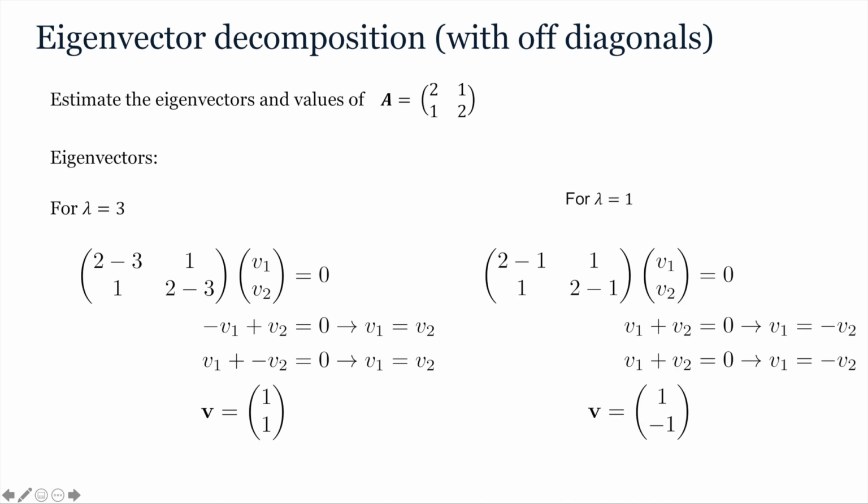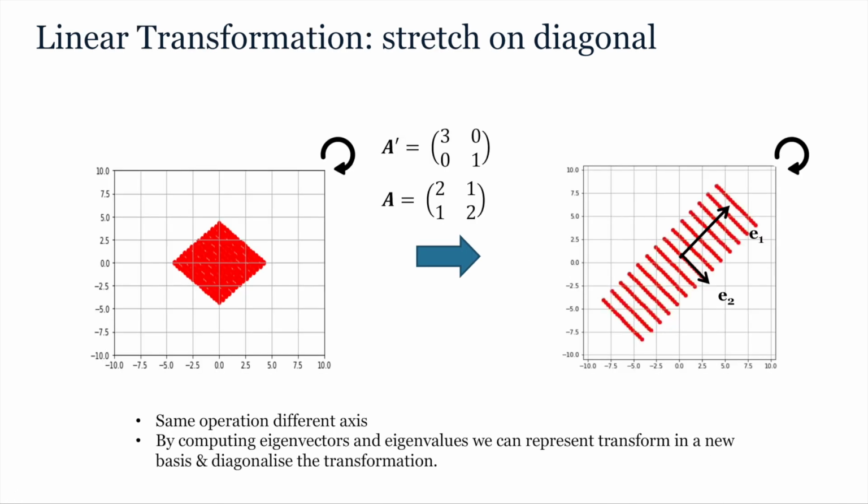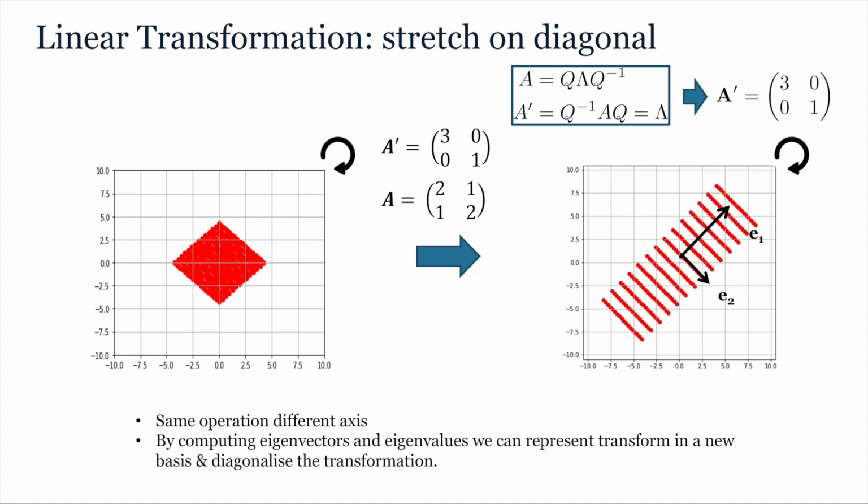Similarly, for lambda equals 1, we can go through the same process, and this time it tells us that v1 equals minus v2, and so our eigenvector corresponding to lambda equals 1 must be any constant multiple of the eigenvector 1, minus 1. Therefore, these two matrices represent the same operation on a different coordinate basis or axes, where the axes are defined by the eigenvectors of the transformation. Projecting our transformation matrix onto this basis will therefore diagonalize this transform, as shown through the operations in this box.